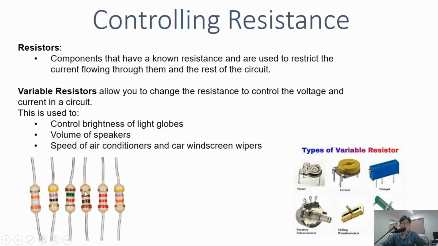We also have something called variable resistors, which allow you to change the resistance to control the voltage and current in a circuit. This is often used to control the brightness of light globes, control the volume of speakers, and the speed of air conditioners and car windscreen wipers. So for variable resistors, some images are down here, and once again they're just another way to control the resistance in an electrical circuit.